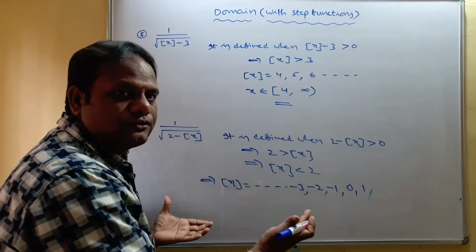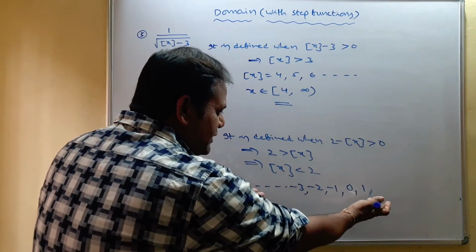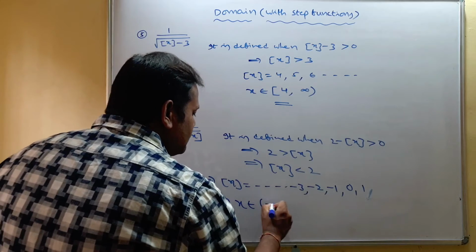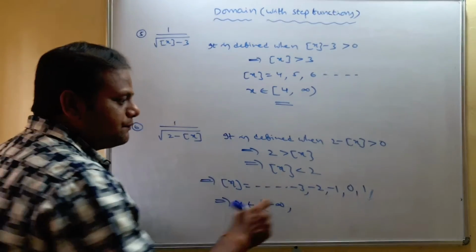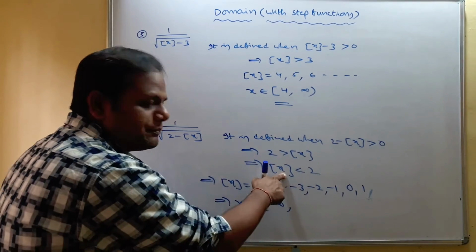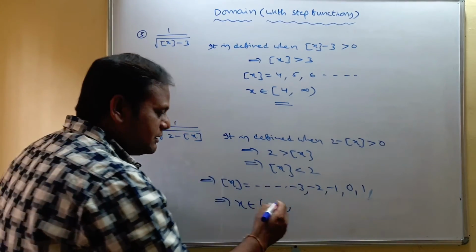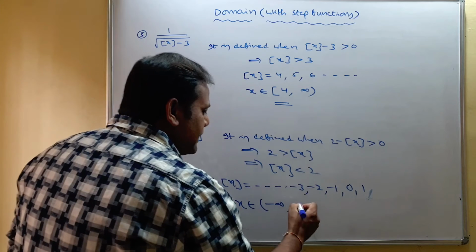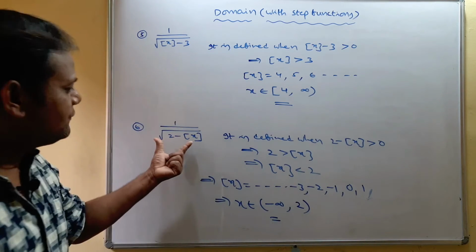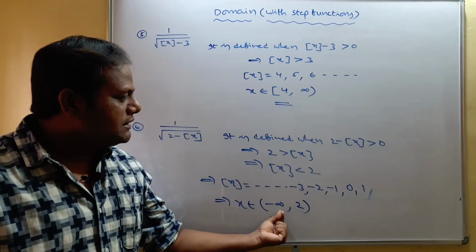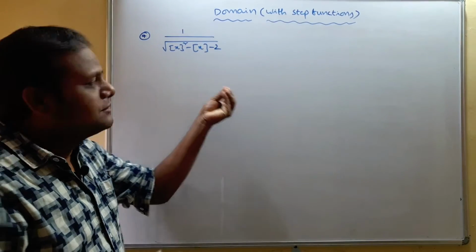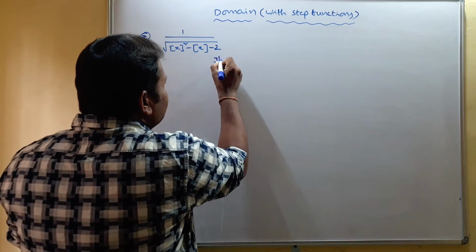So for what values of x can we get these values in place of step x? That is, x belongs to minus infinity comma. Here we want 1 also. So even if you take 1 point something, that gives 1. So x belongs to minus infinity comma open interval 2. So the domain of this function is the open interval minus infinity comma 2. Now we find the domain of this function. So here this is defined.